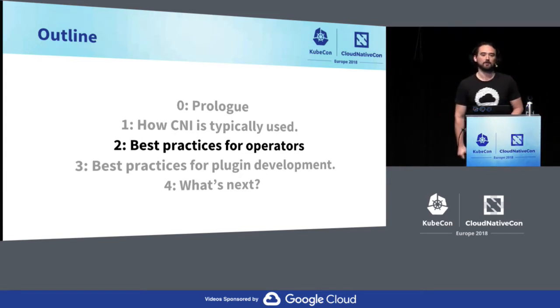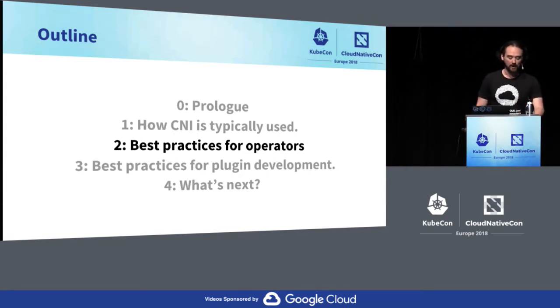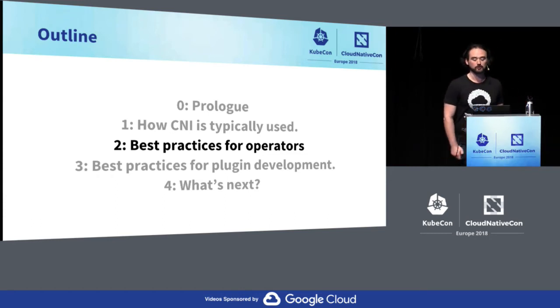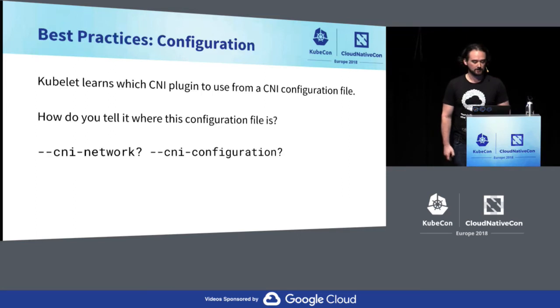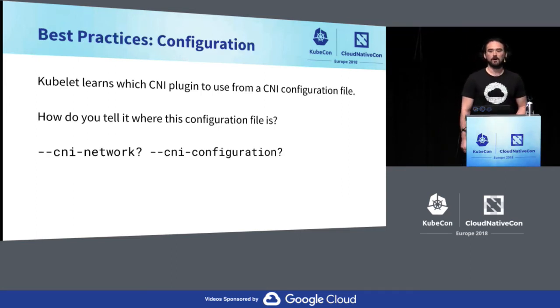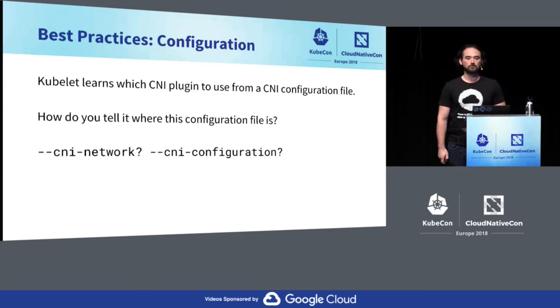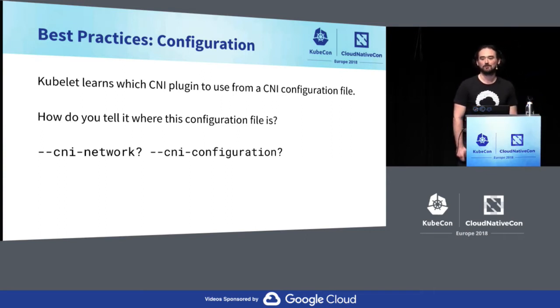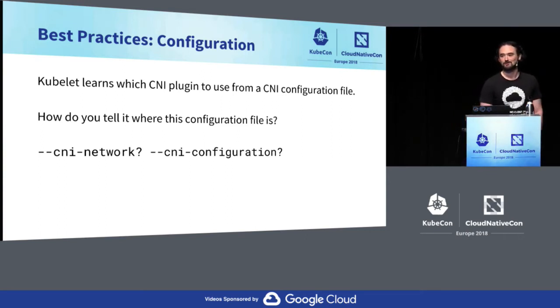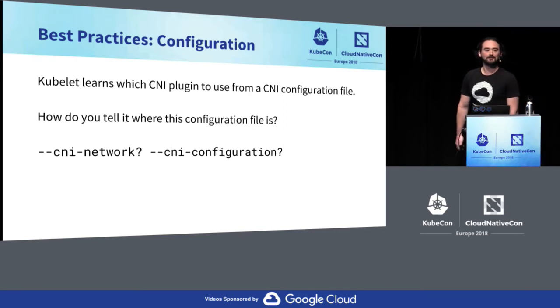Now I'm going to talk about some best practices for operators, the best practices for users of Kubernetes, because it is still a little rough around the edges. There are still a lot of gotchas. The first best practice is to understand how the kubelet is configured for CNI. So this is a bit of a pop quiz. Which of these command line flags tells you which CNI configuration file to use for the kubelet? Does anybody know?